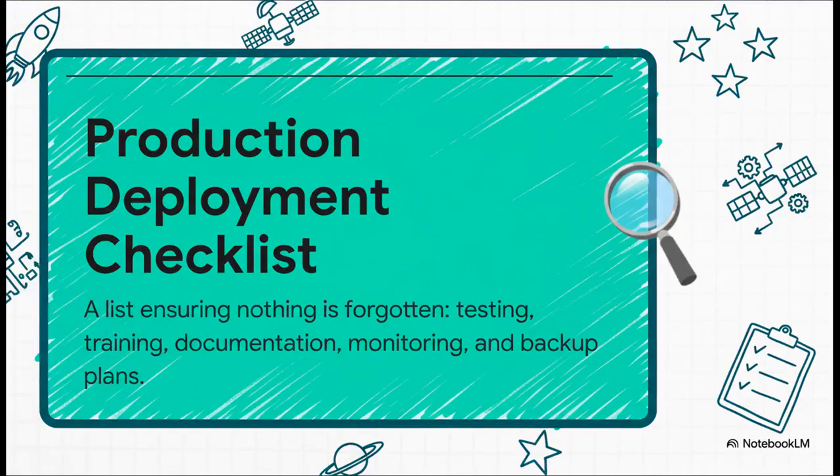So what is a production deployment checklist really? Well, think of it as your absolute source of truth before you go live. It's this super systematic list that covers everything: final testing, user training, a solid backup plan, and maybe most importantly, a rollback plan for if things go sideways. It is, without a doubt, your mission's insurance policy.